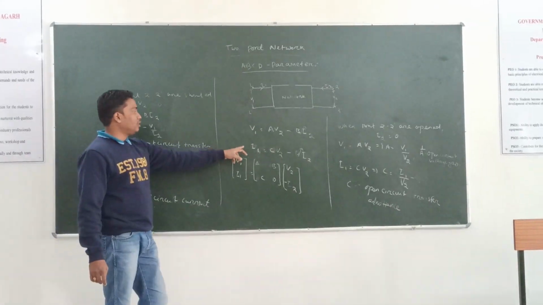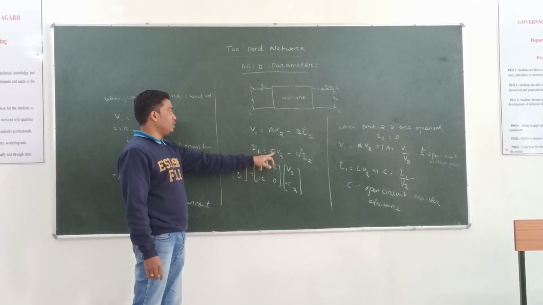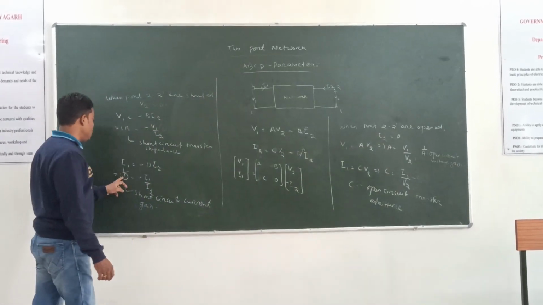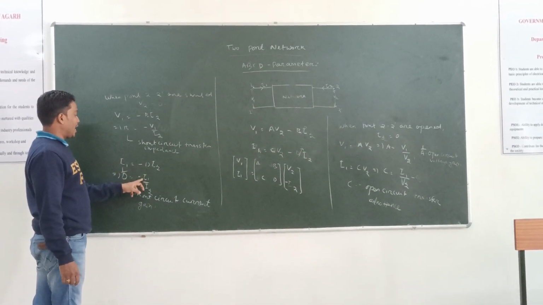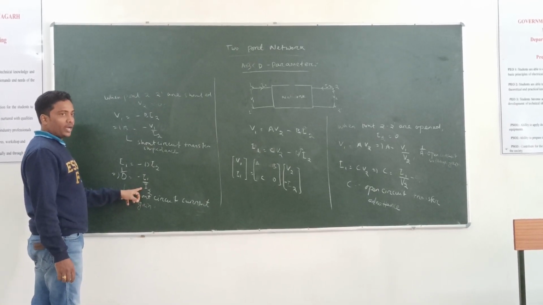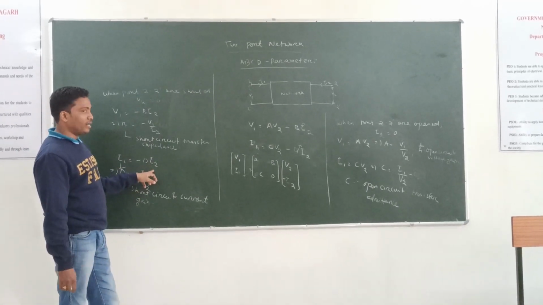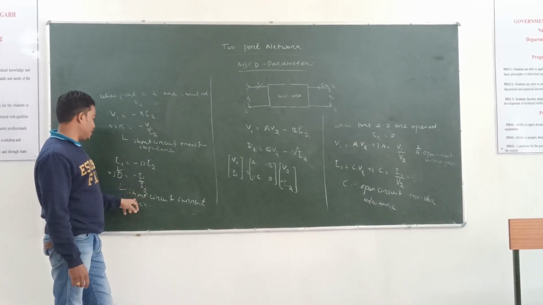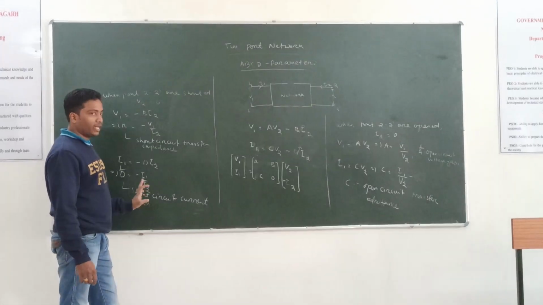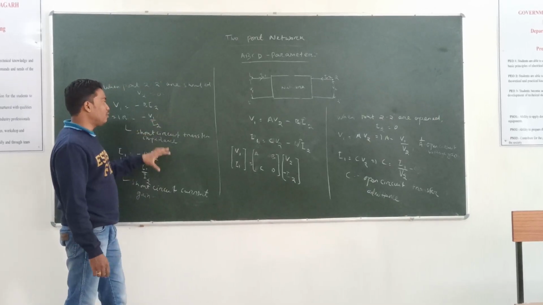And in the other equation, if we put V2 equal to 0, I1 will be equal to minus D I2. So D will be equal to minus I1 by I2. For current, I2 by I1 is the gain. So 1 by D will be equal to short circuit current gain. Okay. So this is how we find all the parameters.